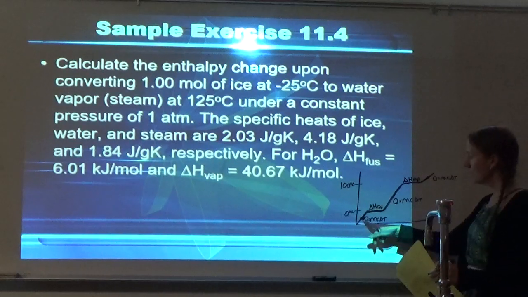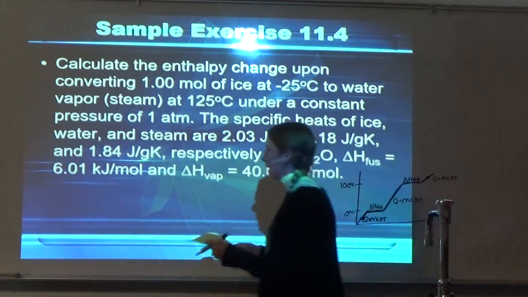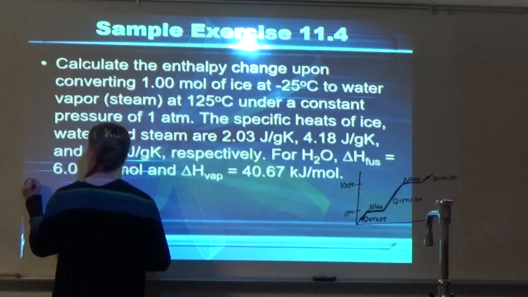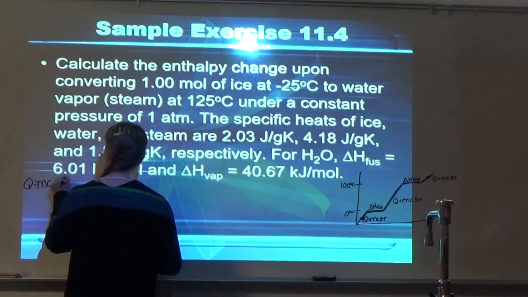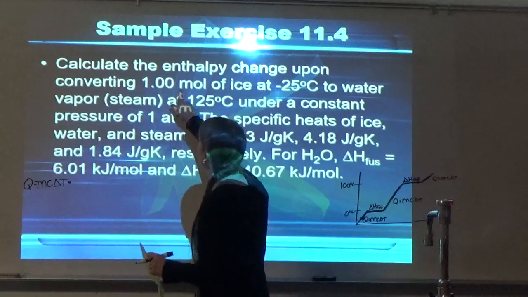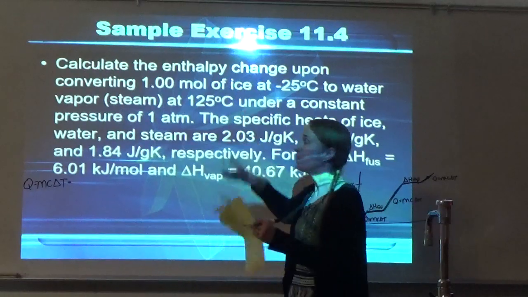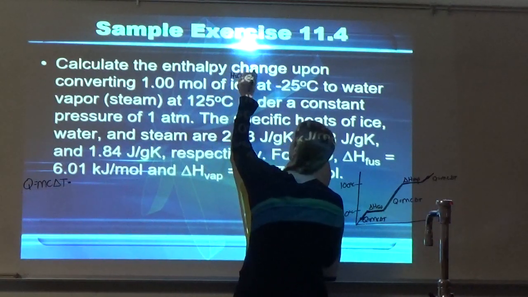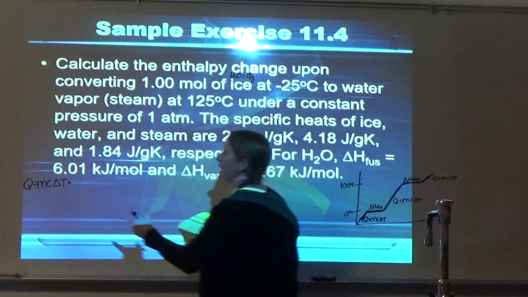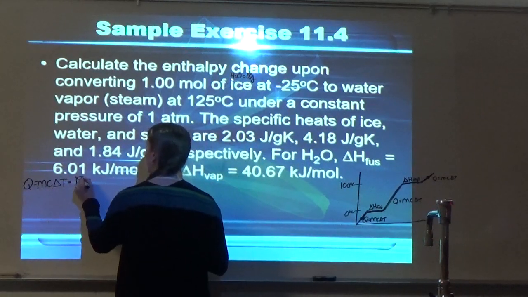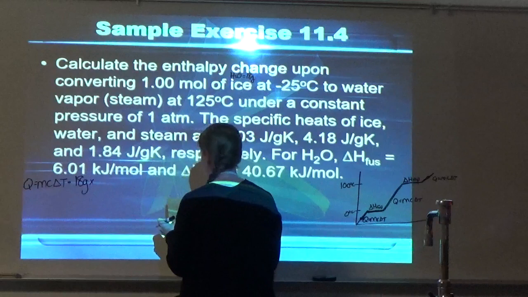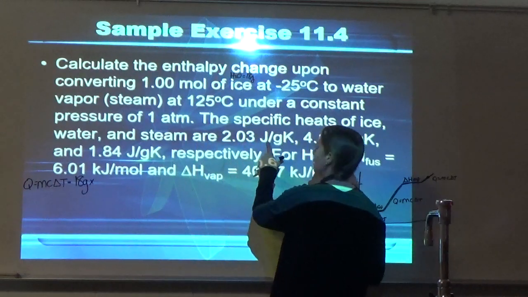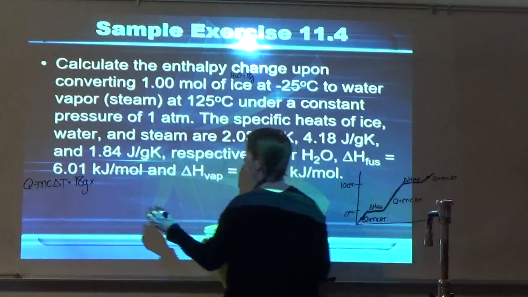So I'm going to start down here and use Q equals MC delta T. They didn't give me my mass, but they said 1 mole of ice. Of course, we know ice is just water, H2O, and its molar mass is 18 grams per mole. So I'm going to plug in 18 grams for my mass times my specific heat. They gave me 2.03 joules per gram Kelvin.